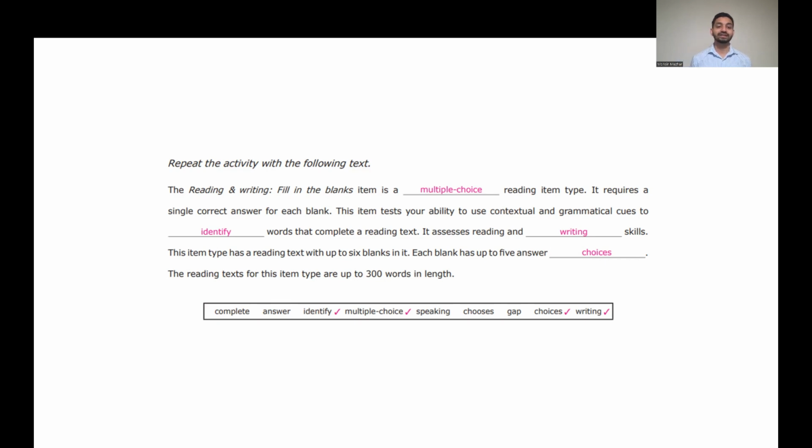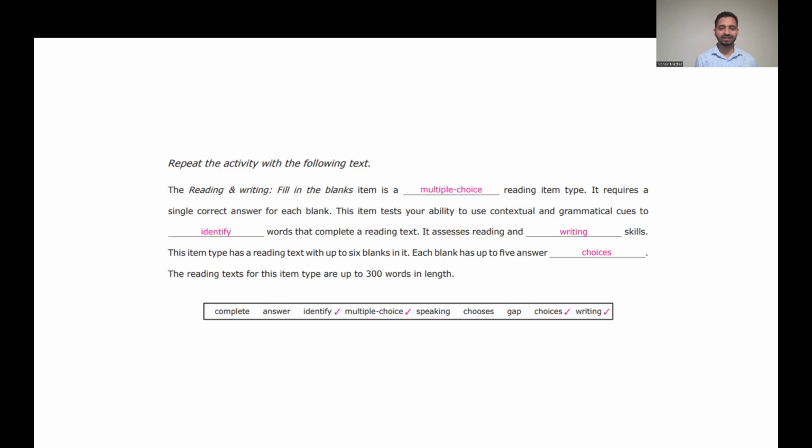This item type has the reading text with up to 6 blanks in it. The last one was talking about a range, going from 3 to 5. This one says up to 6. So it doesn't tell you what the range is, but it tells you it could be up to 6 blanks. If you're lucky, you'll get 6. Just kidding. But 6 blanks is quite a lot of work. If you get six blanks, you must assume yourself very lucky.